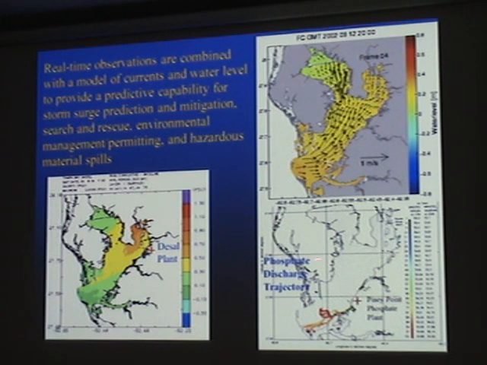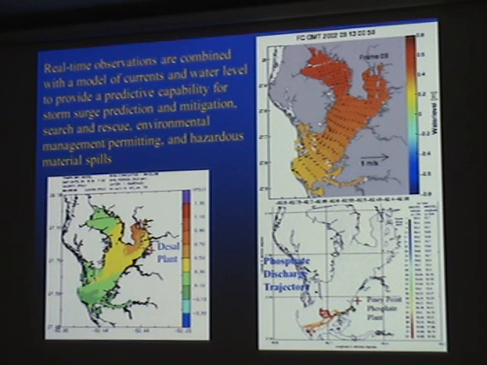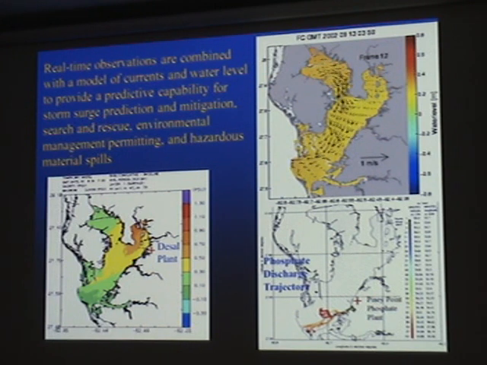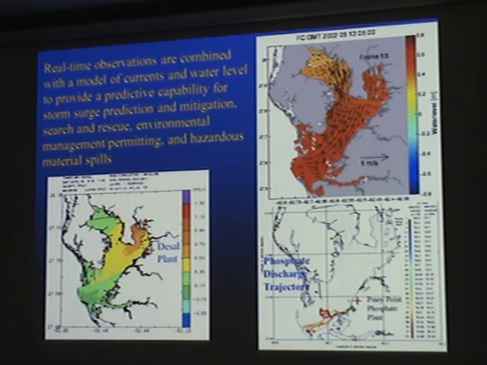We've also used the modeling system for hazardous material discharges or spills. This was from a discharge from an abandoned phosphate processing plant over by Port Manatee, looking at the trajectory and fate of this very high nutrient, very low pH water that was being discharged from this abandoned phosphogypsum stack.